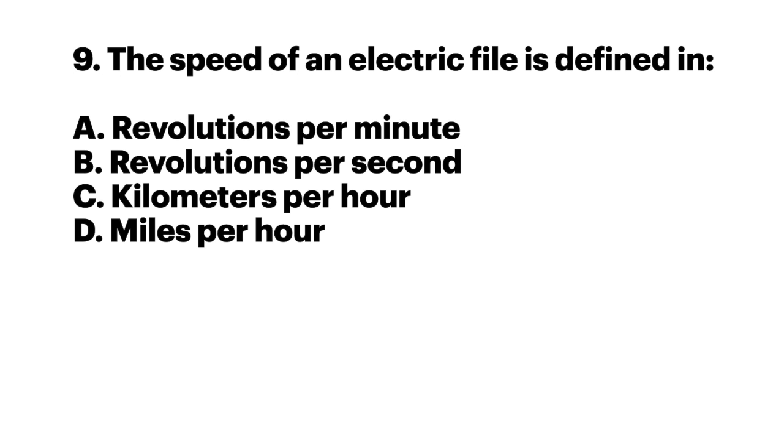Number 9, the speed of an electric file is defined in A. Revolutions per minute, B. Revolutions per second, C. Kilometers per hour, D. Miles per hour? The answer is A, revolutions per minute.